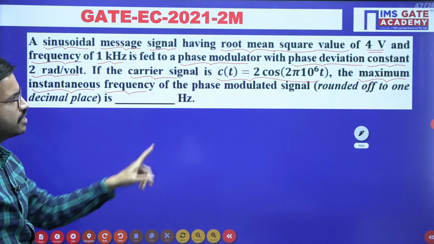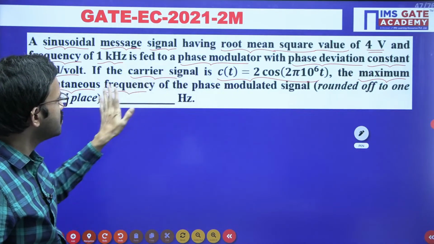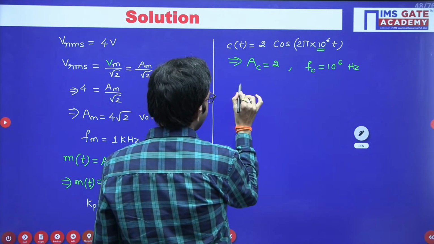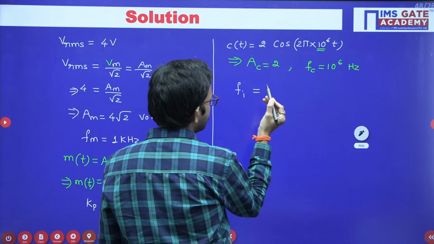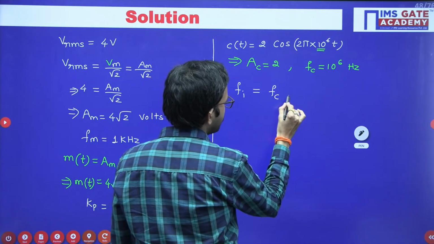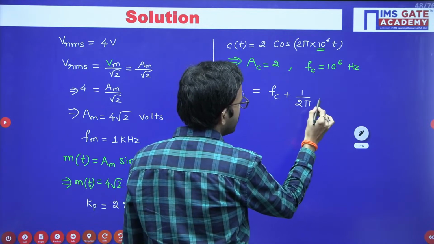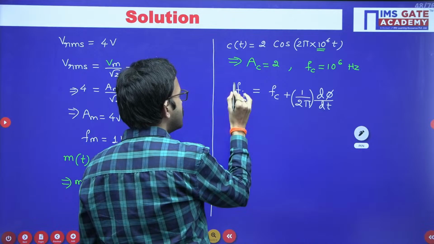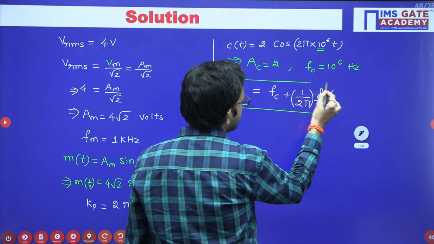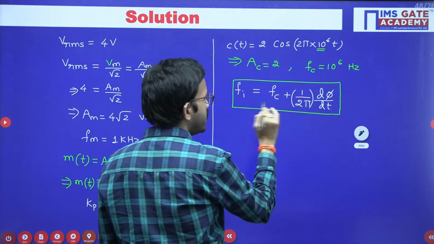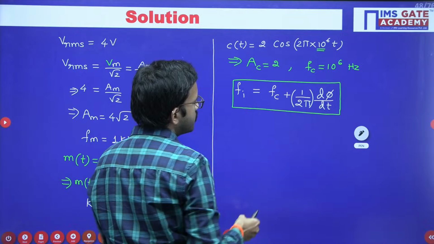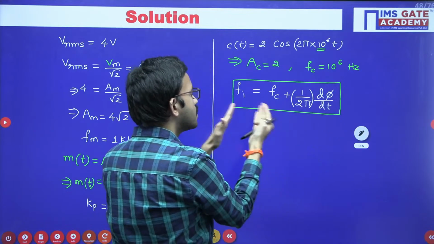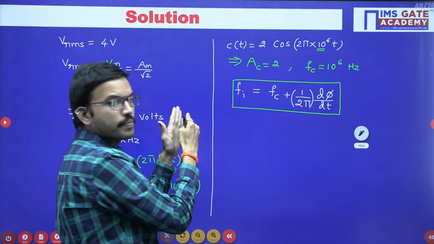Now what we have to calculate? We have to calculate the maximum instantaneous frequency. So first of all, write the instantaneous frequency formula. I hope all of you are familiar with the instantaneous frequency. Fi equal to fc plus 1 by 2 pi into d phi by dt. So this is the formula for instantaneous frequency. Here the frequency of the angle wave is varying with respect to the carrier frequency. At some places you will get higher than the carrier frequency, and at other times you will get lower, like that.